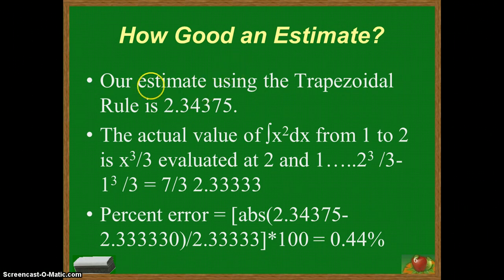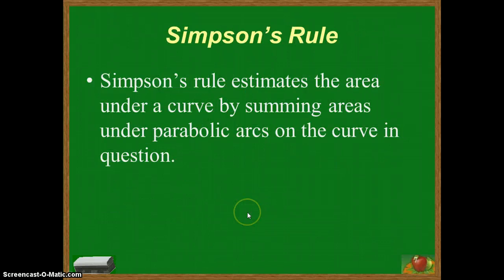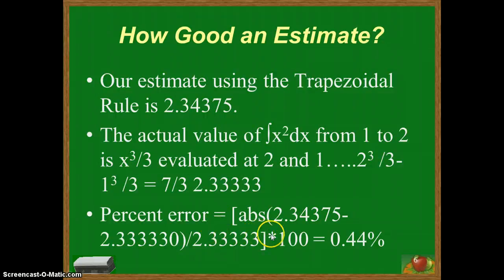If you remember from science courses, we'll take the actual value of the integral, the integral of x squared dx from 1 to 2, which is x cubed over 3, evaluated at 2 and 1. I get 7/3, or 2.333. Percent error is the absolute value of the measured value minus the true value, all over the true value, times 100, which gives me 0.44%.